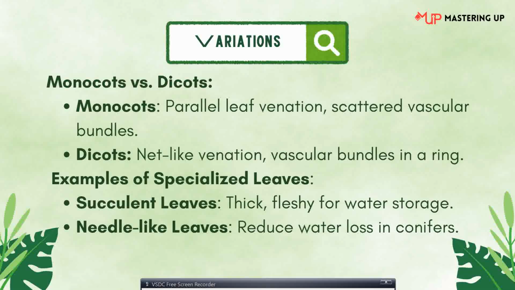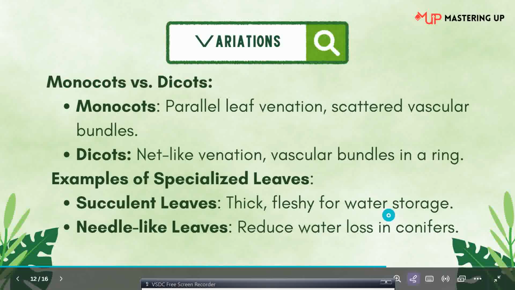Now variations. The dicot and monocot leaves have many variations. The monocot has parallel venation and scattered vascular bundles. In case of dicot, net-like venation is present and the vascular bundle is a ring-like structure. Now the examples of specialized leaves: succulent leaves. They are thick and fleshy for water storage, like the cactus. And needle-like leaves reduce water loss in conifers.